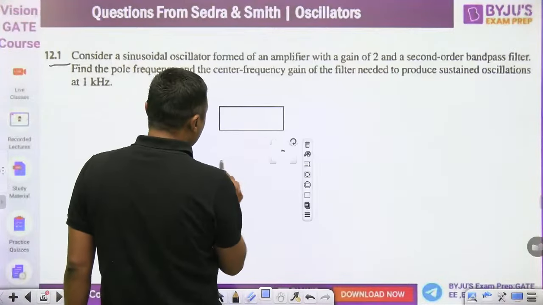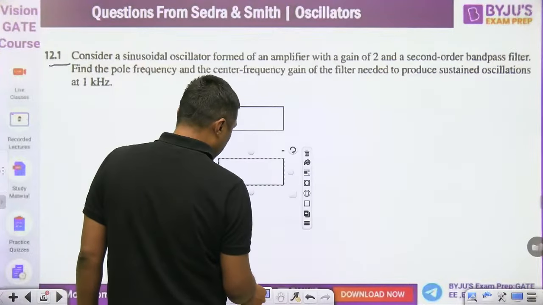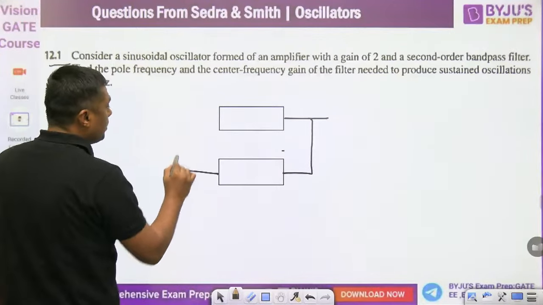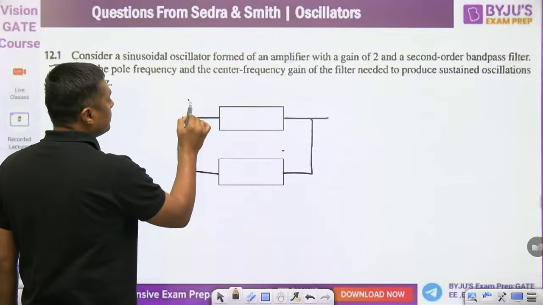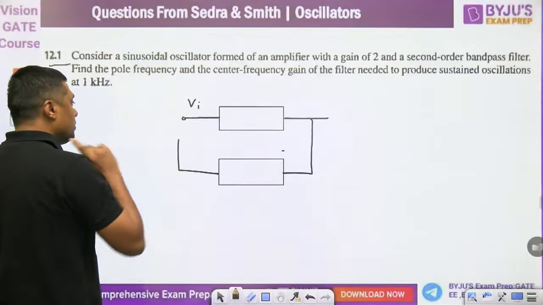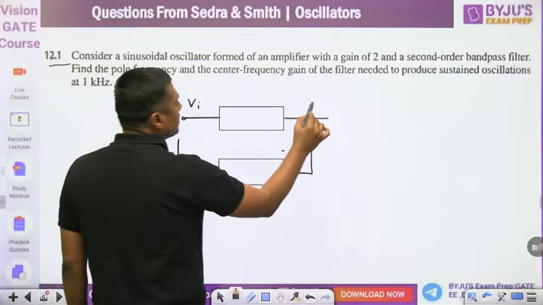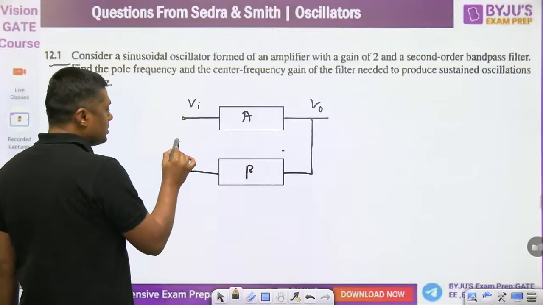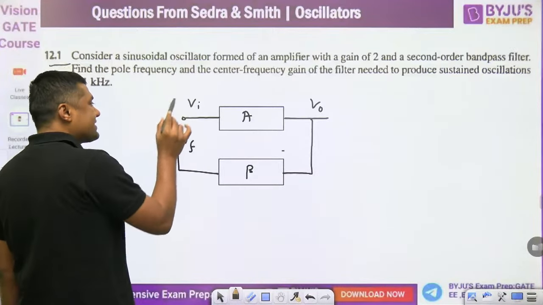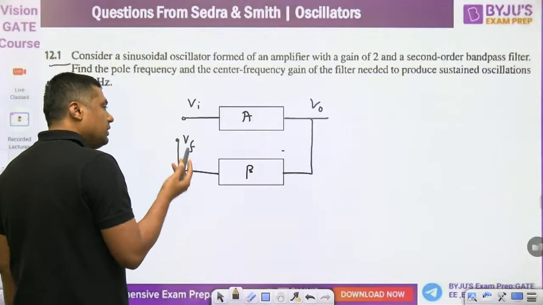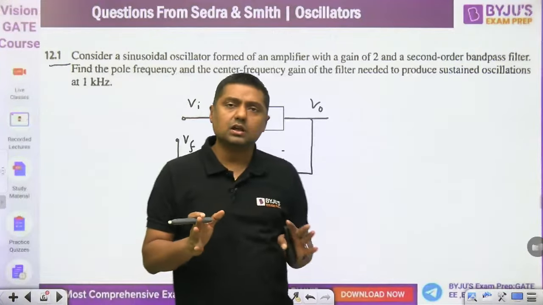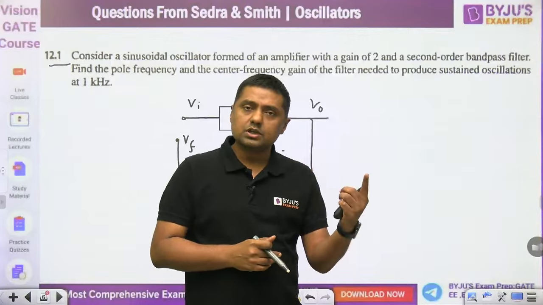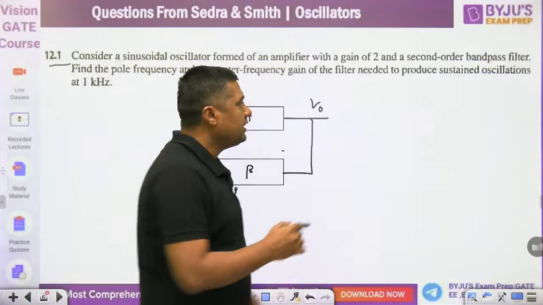This is the basic amplifier and feedback network. We are sampling the signal and mixing the signal here. There is no external input; there is output without any input. This is the gain A, this is the beta, and this is the feedback signal VF. When VF is exactly equal to VI, then there is no need to apply any external signal, and oscillation will sustain. So what is the criteria?